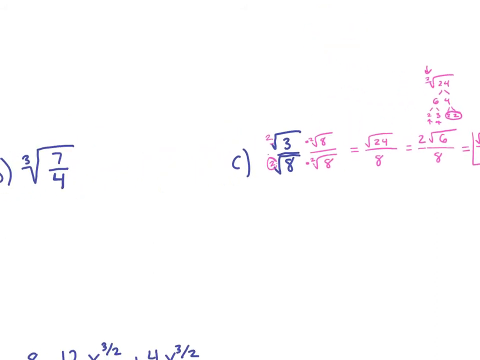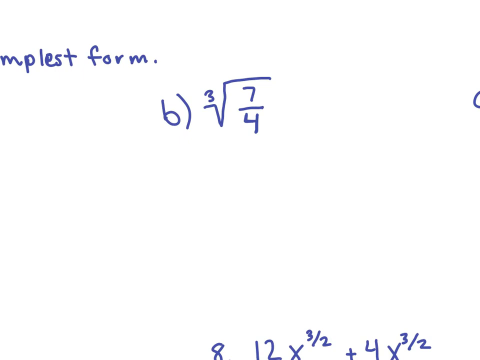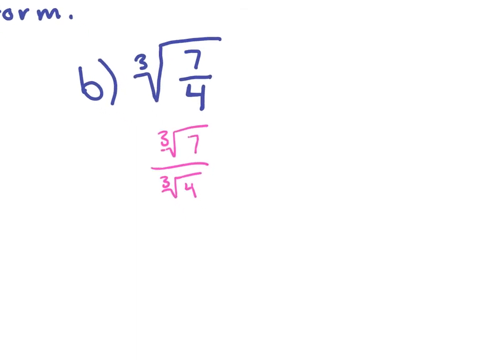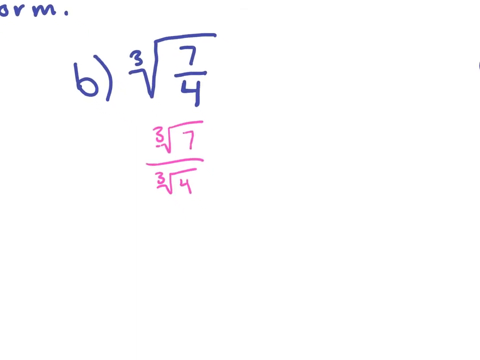So let's do B. So what should we do first? Separate the top and bottom. What can we do next? What are factors of 4? 2 and 2. So we need how many more 2's to get a whole number? 1 more. So what are we going to multiply by on the bottom?